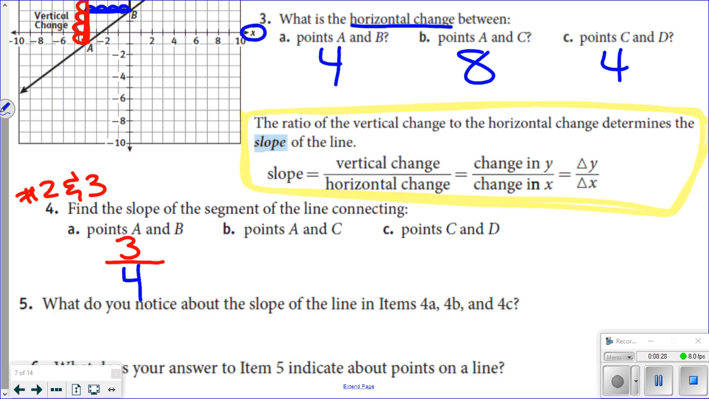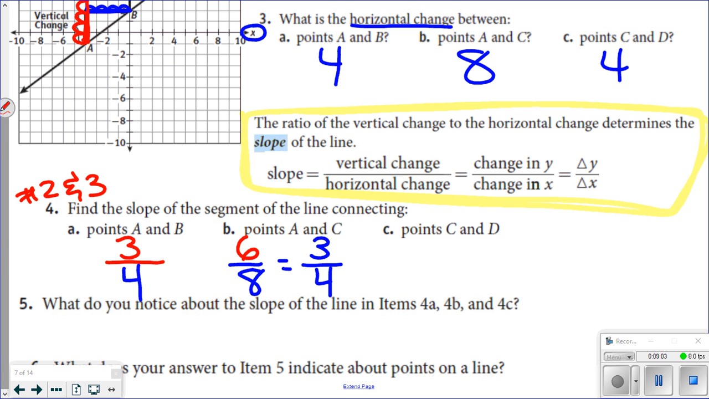Points A and C. We went up 6 over 8. Wait a second. Both of these numbers are even, so this can be reduced. Simplify it. They're both divisible by 2, so we can reduce to 3/4. You are always going to reduce the slope if possible. We want it in simplest form, in simplest terms.